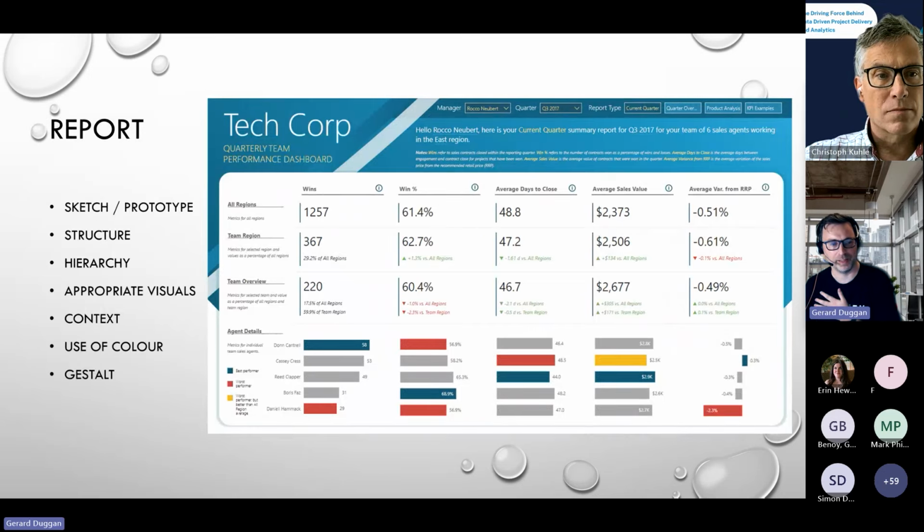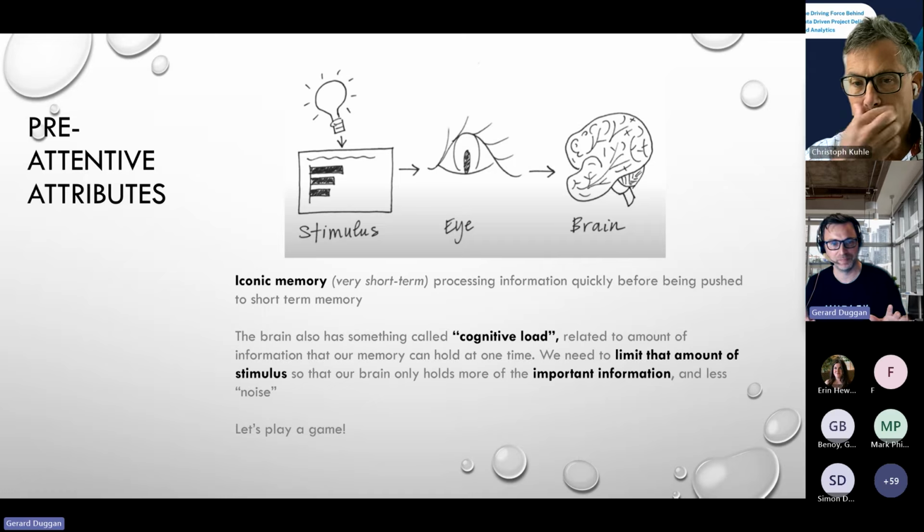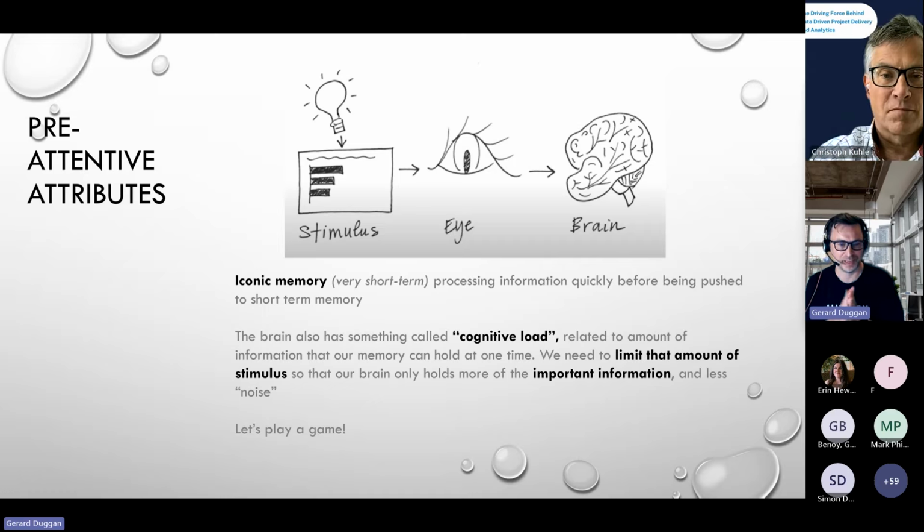And then also the use of context, color, and gestalt principles. But there's another thing that people need to consider: what are called pre-attentive attributes. Where I was talking about cognitive science and color theory, we've got this thing called iconic memory. It's shorter than short-term memory, and it's used for processing information very quickly. So once your eye sees it, it goes through.